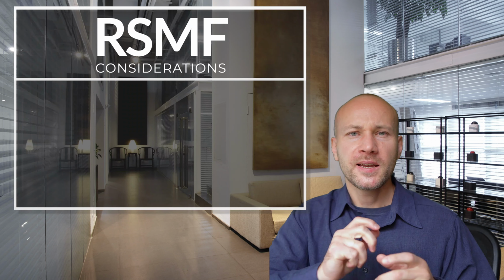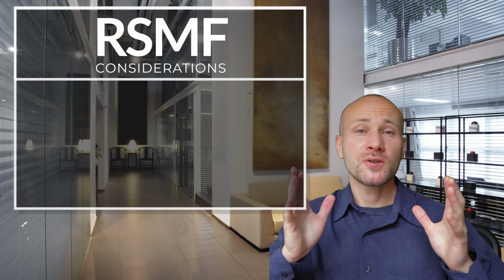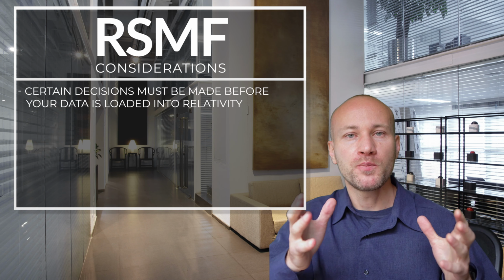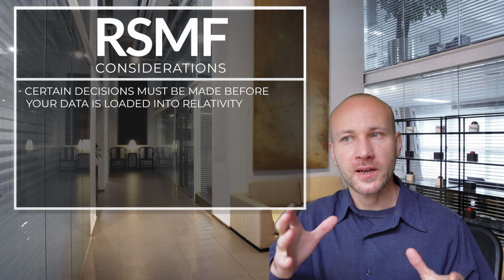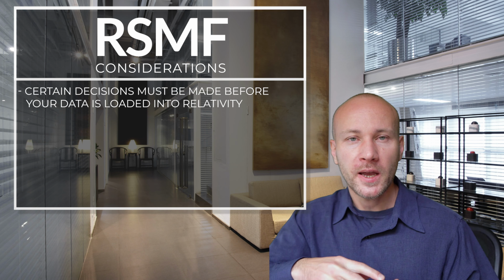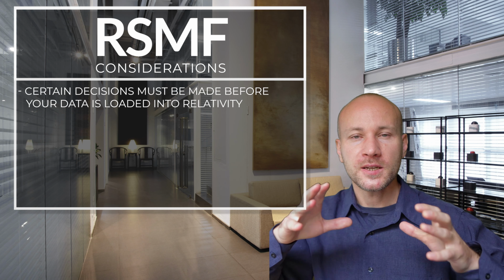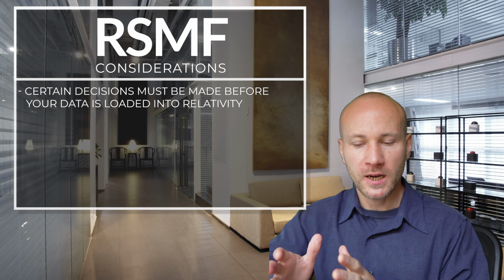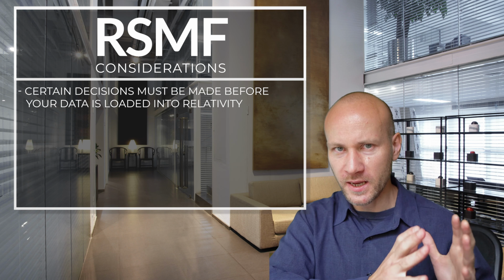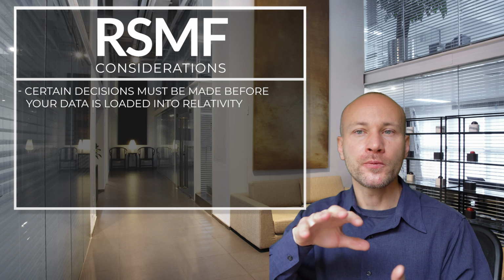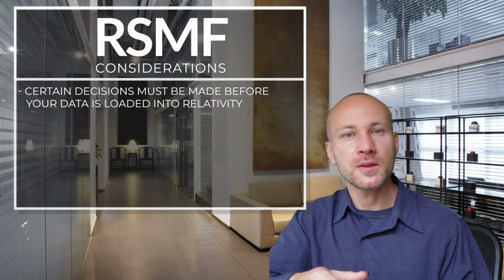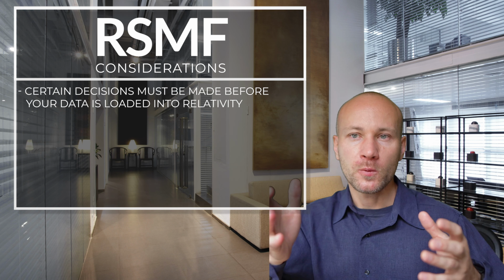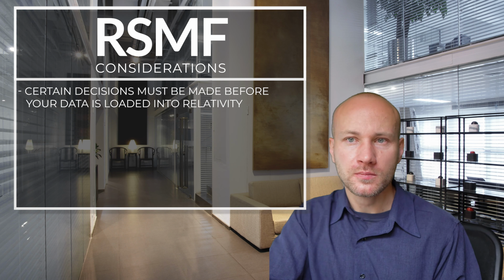Now let's talk about considerations for RSMF. One of the biggest considerations is you have to make certain decisions before data gets loaded to Relativity. Specifically, you have to consider how text messages will be grouped together. And once you make that decision, there is no easy way to undo it. You have to go back to original data from SMC and regroup it and reload it. This, of course, may mean that you could lose the tagging you've done on previous data, which may or may not be a big deal.